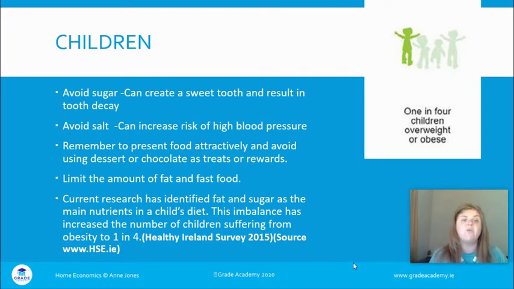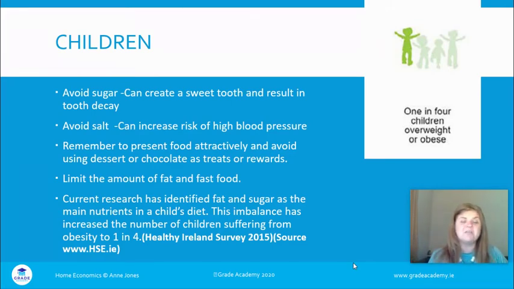Again, with children, avoid sugar. That can create a sweet tooth and it results in tooth decay. Avoid salt, again, can risk high blood pressure. Present food attractively and avoid using desserts or chocolates as treats or rewards. And if we think back to our earlier section on the energy and the food pyramid, we saw that at the top of that was our sugar and our treats, and that was like 1 to 2 times a week maximum. Limit the amount of fat and fast food that's in the diet.